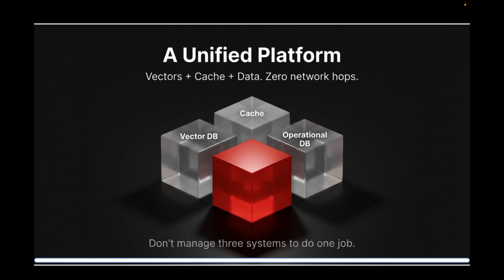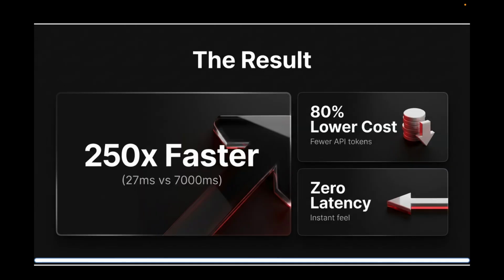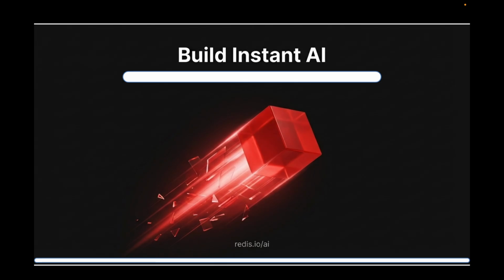We'll have the vectors, cache, and data, and since it's going to be a very centralized system, it will have zero network hopping. We were able to get 250x faster results, very low latency when it's coming from cache. We are going to do benchmarking. You'll see our cost getting reduced, and it will feel very instant when you're comparing to a large language model. So let's build instant AI with Redis.